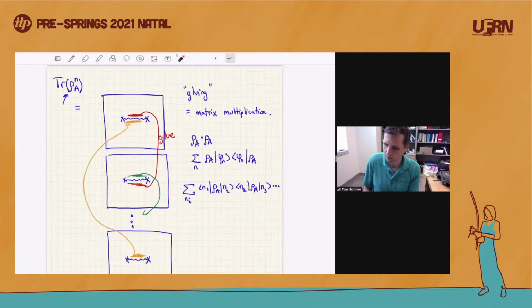And sometimes you see more elaborate gluings, like when people talk about, for example, the entanglement negativity, there's some partial transpose involved that changes the way you do this gluing. And all that can be handled by just writing out the matrix multiplication that you're trying to achieve with your gluing.